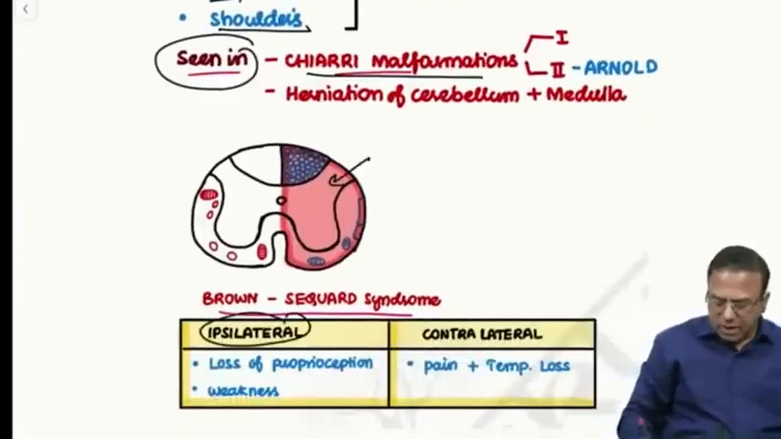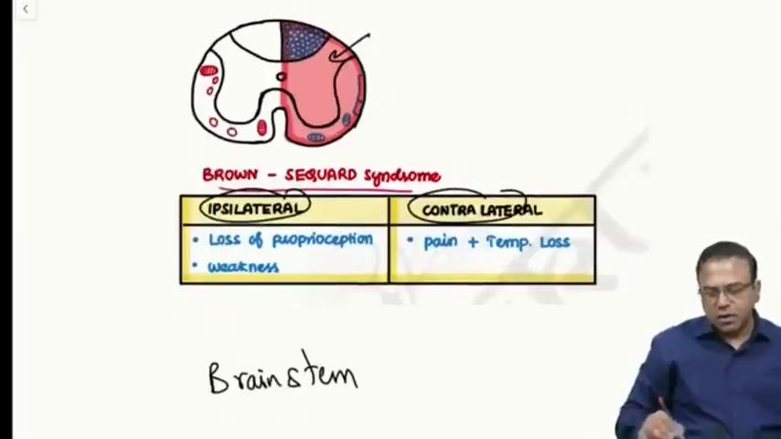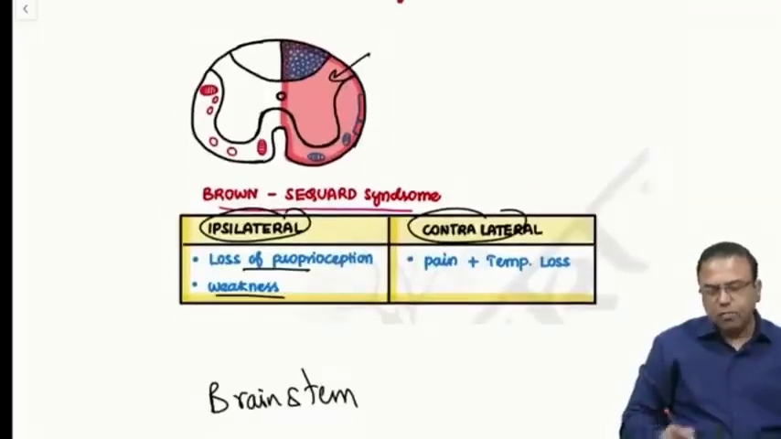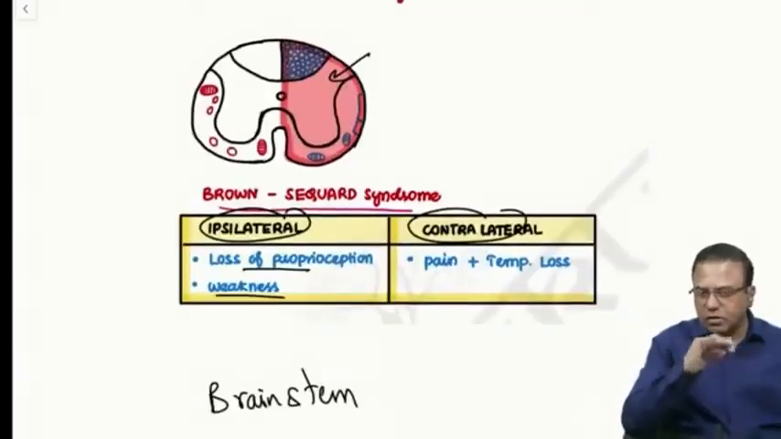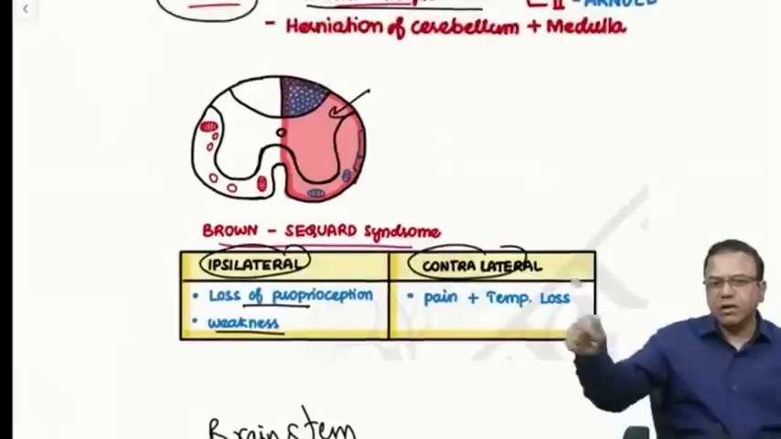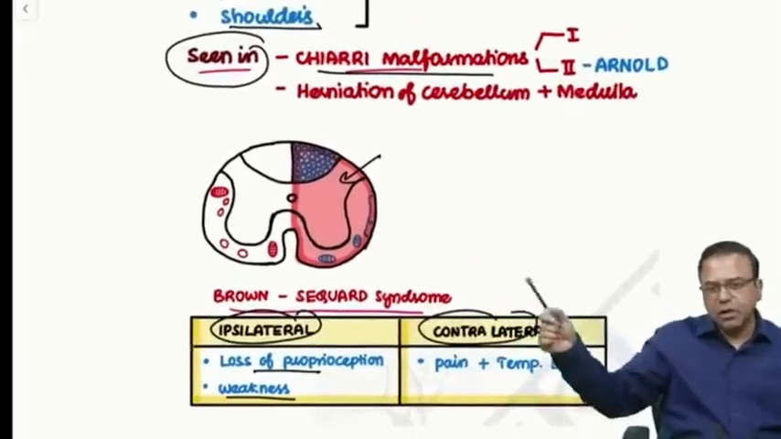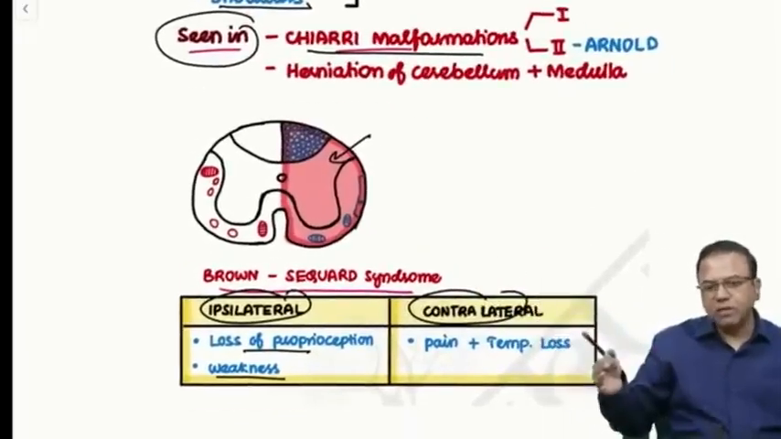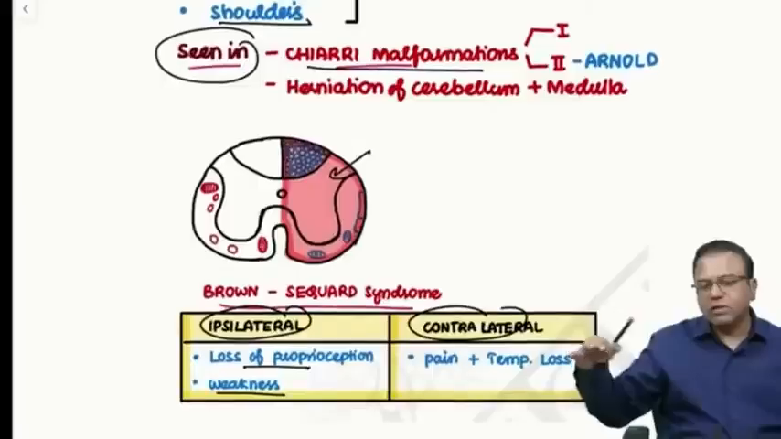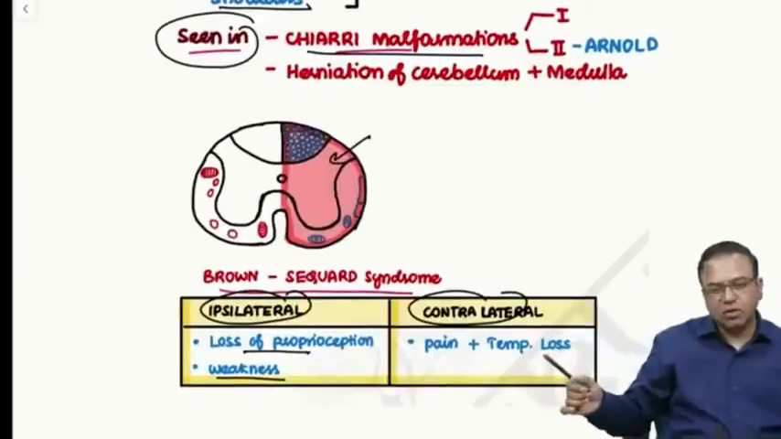What is happening ipsilaterally and contralaterally is what they ask in our exam. Remember that the corticospinal tract and the posterior column don't cross. Whichever side you cut, same side weakness. Whichever side you cut, same side joint position and vibration will go. But pain and temperature carry opposite side information, so whenever you cut on one side, pain and temperature loss will occur on the opposite side.